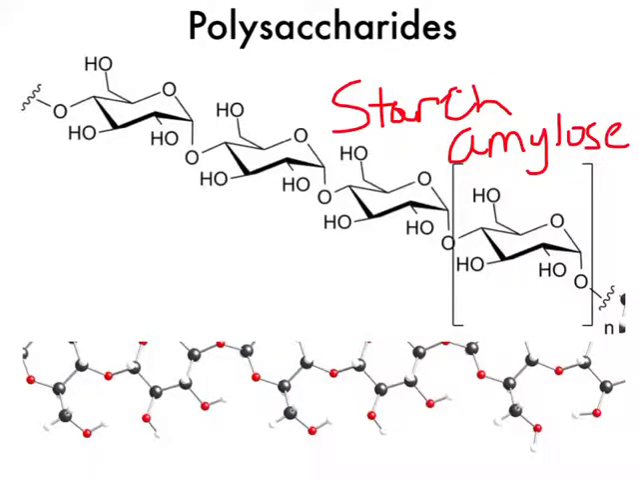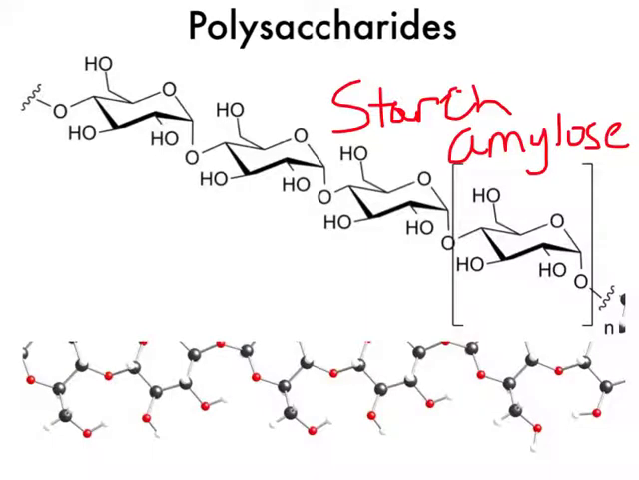And it is a storage sugar in plants. And we know we eat starchy foods. We've got lots of breads and potatoes, probably have a lot of starch in them, as well as pasta. Those things have a lot of starch in them. And what does that mean?